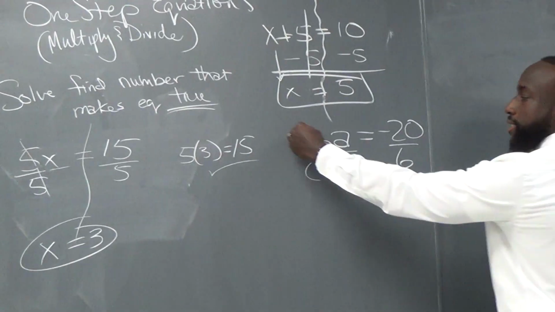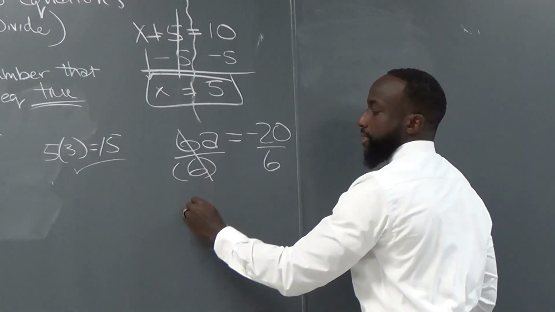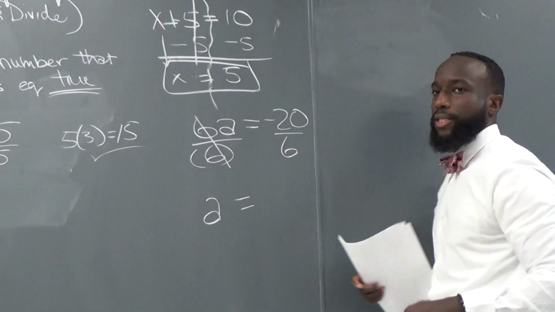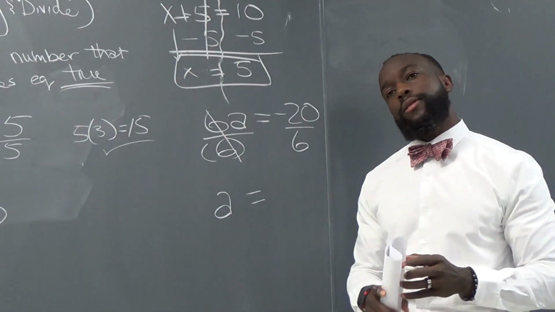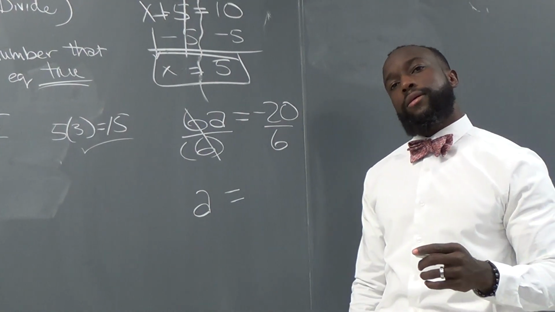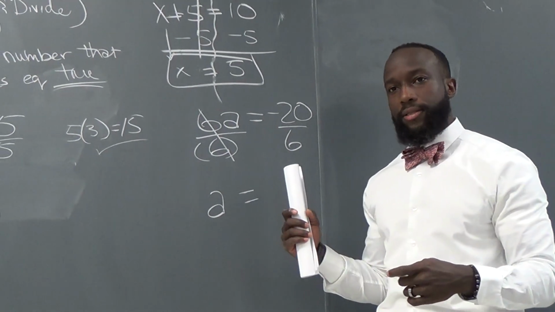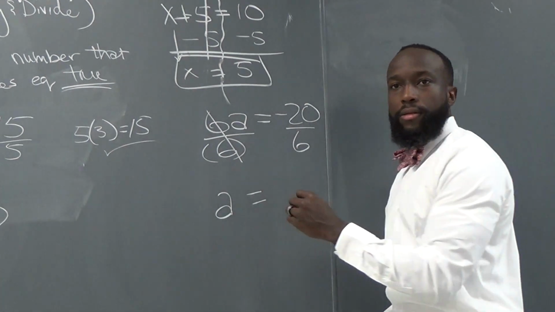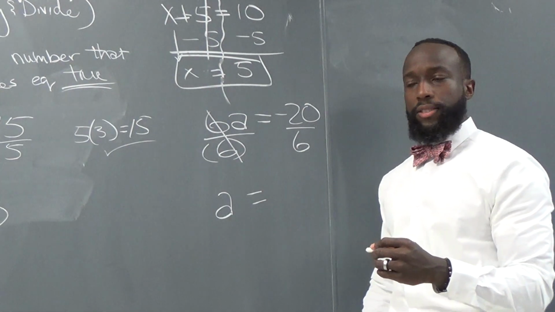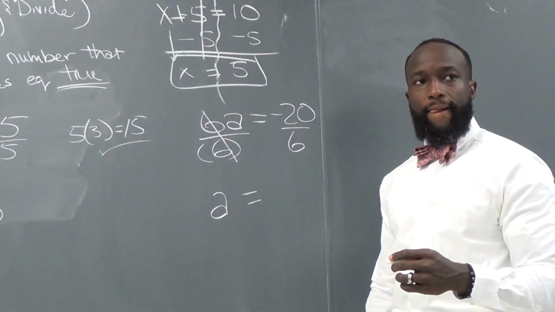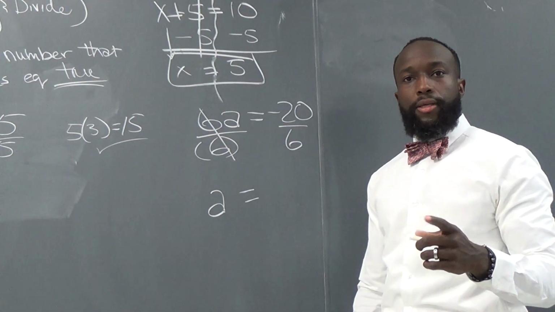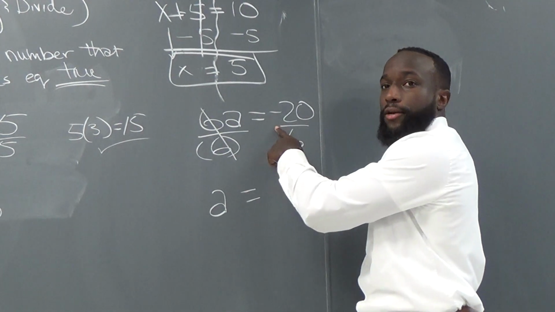All right, so 6 divided by 6 is 1, so you have 1a, and then you got negative 20 divided by 6. Yes? I thought I was going to answer the question. Yeah, answer the question. Negative 3, but it's 4. It's negative 3.3. So you would get a fraction, right?